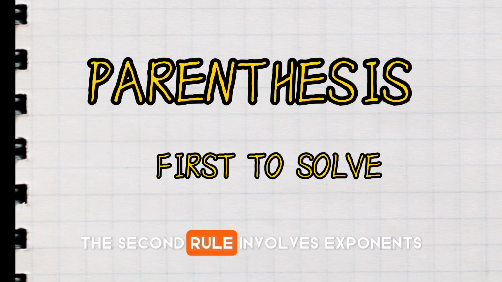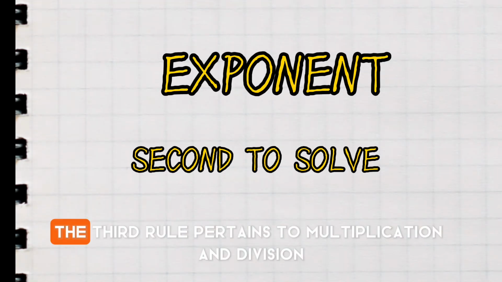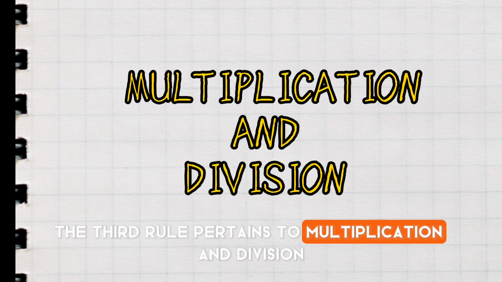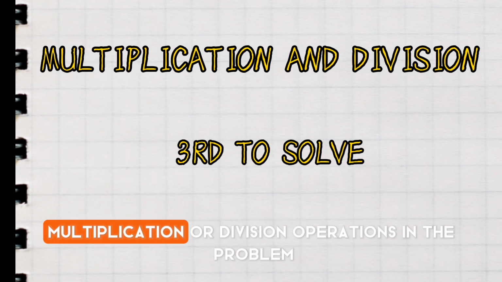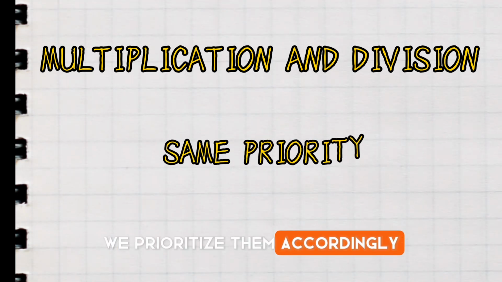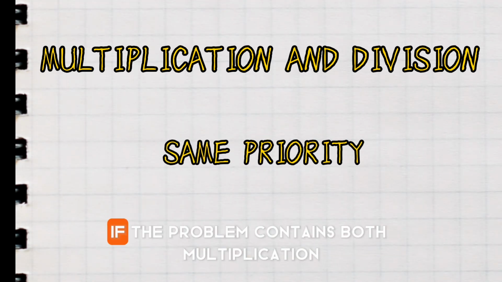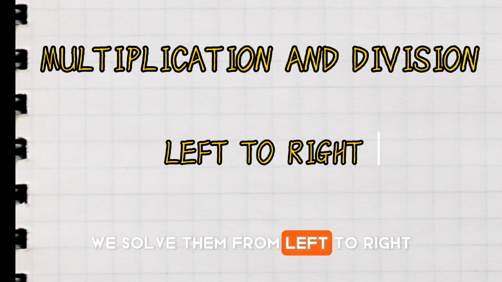The second rule involves exponents. If there are any exponents in the problem, they should be solved next. The third rule pertains to multiplication and division, which can occur in any order. If there are multiple multiplication or division operations in the problem, we prioritize them accordingly. For example, if the problem contains both multiplication and division, we solve them from left to right.